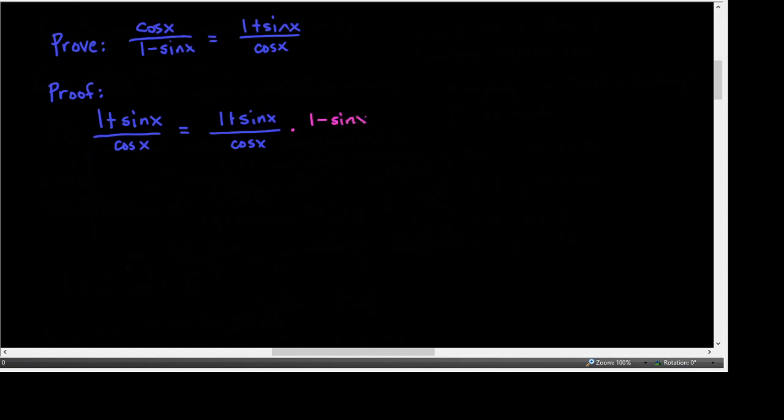By the way, had you started with the other side, my suggestion would have been the same. If you had started with cosine x over 1 minus sine x, I would have suggested that you multiply that by 1 in the form of 1 plus sine of x over 1 plus sine of x. So you could see how it wouldn't really matter which one of these you started with. You end up kind of doing the same idea.